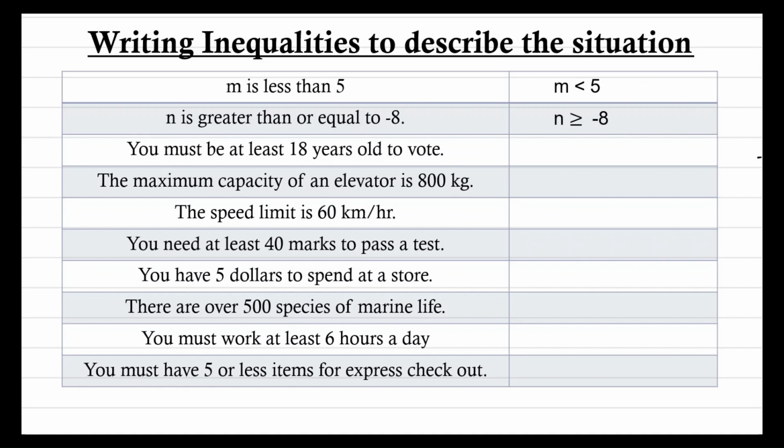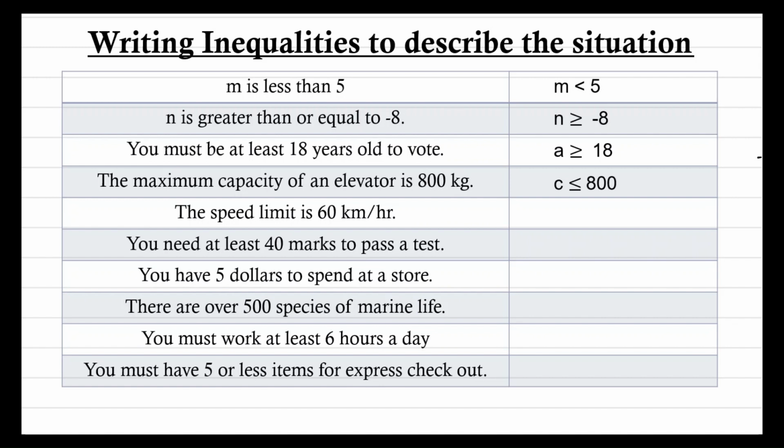Third, you must be at least 18 years old to vote. That means you need to be either 18 or more than 18 to vote. So my inequality is the variable A should be more than or equal to 18. So the age needs to be more than 18 or it can be equal to 18. So A greater than or equal to 18 is an inequality for this situation.